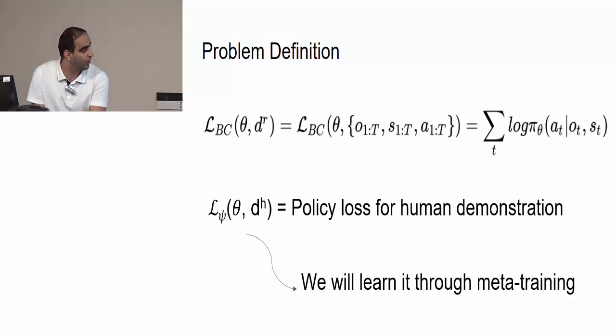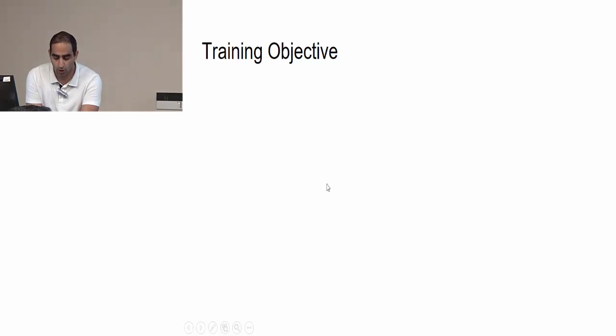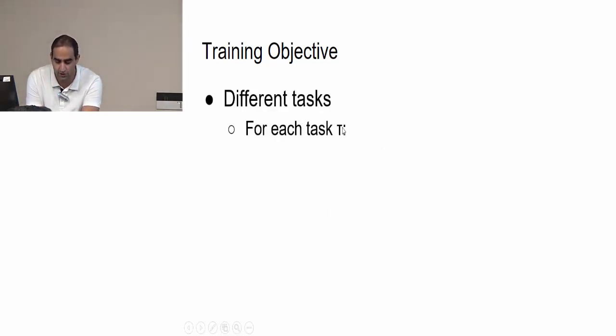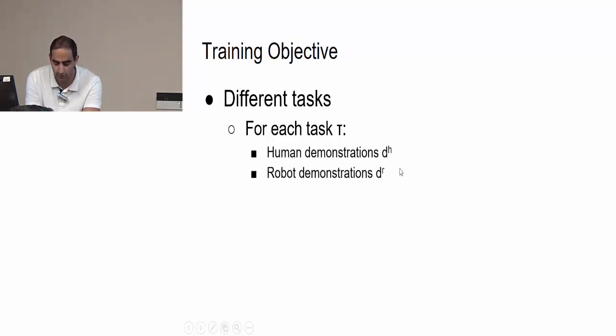So the idea is to learn it through meta training. Our overall training objective is as follows. We have many different tasks, and for each task, we have a human demonstration DH, and we have a robot demonstration DR.